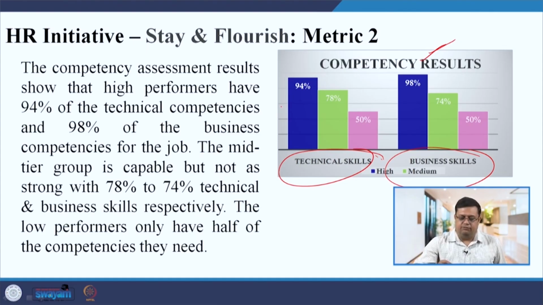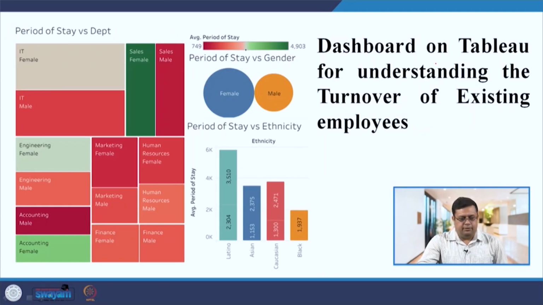Now you can see 94%, 74% and 50%, high, medium, low, and then you can give a name to the skills also, and then you can understand. That is how you can visualize. This is another way. Next, you can see this Tableau, and through Tableau, how you can make the dashboard.